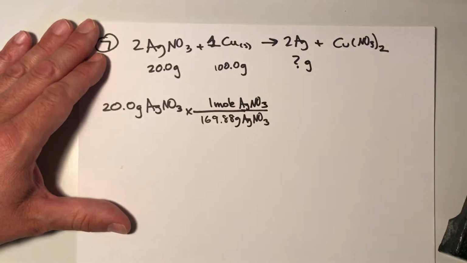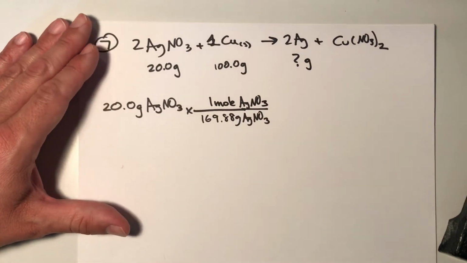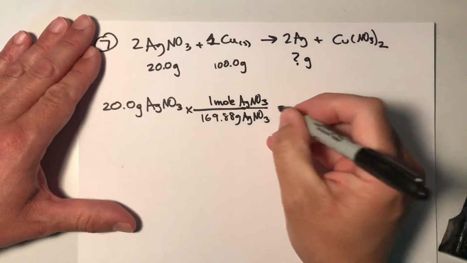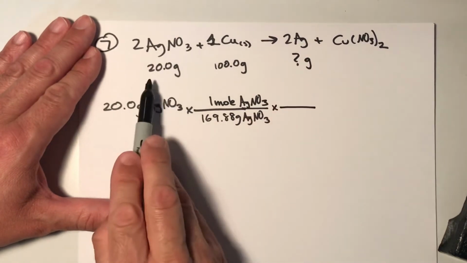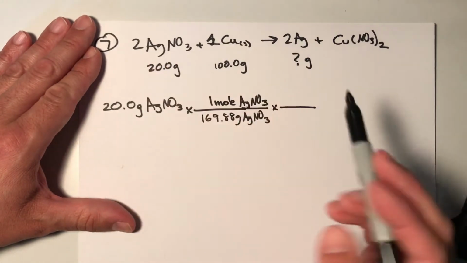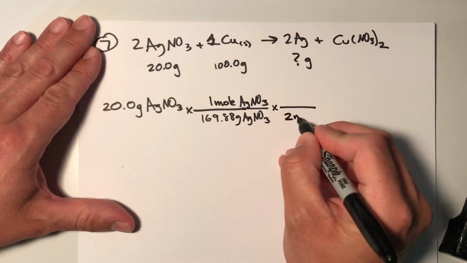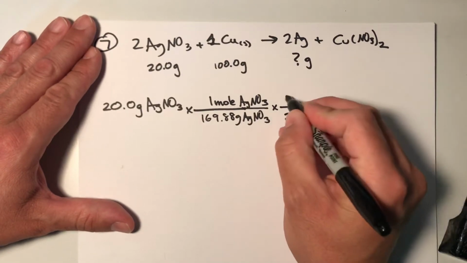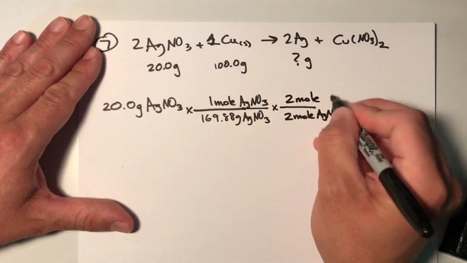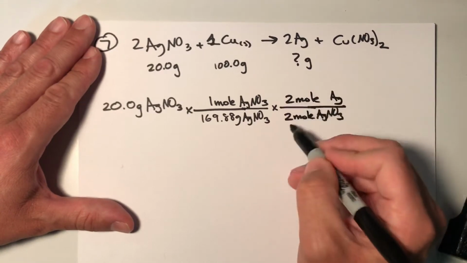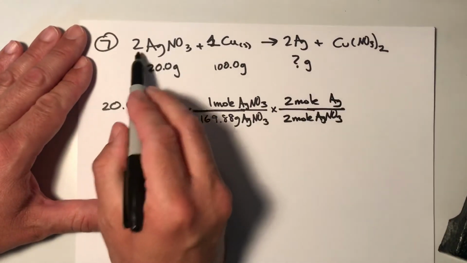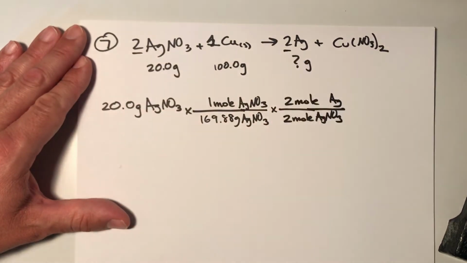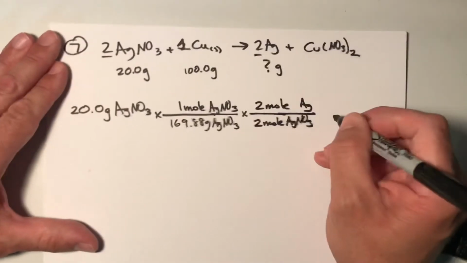All right, so this is going to follow the same process we've been doing for the last couple days, grams to moles first. Now we're going to do a mole to mole ratio to get from silver nitrate over to silver. So for every 2 moles of silver nitrate, there are 2 moles of silver. And if you wanted to call that 1-to-1, that's fine. I'm just using 2-to-2 to emphasize that those are from the reaction coefficients.